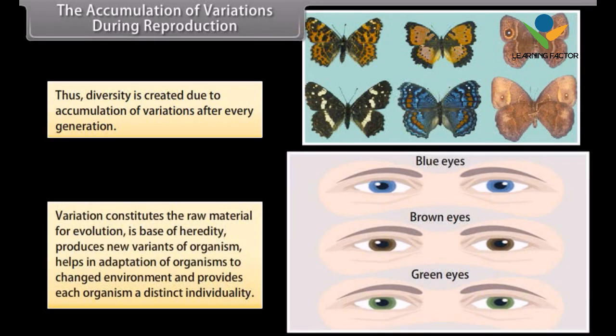Variation constitutes the raw material for evolution, is the base of heredity, produces new variants of organism, helps in adaptation of organisms to changed environment, and provides each organism a distinct individuality.